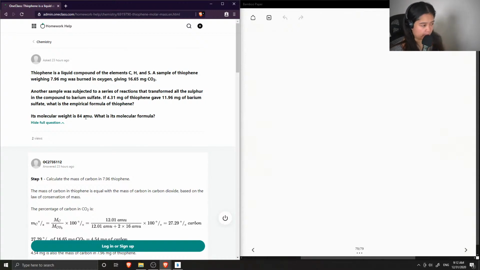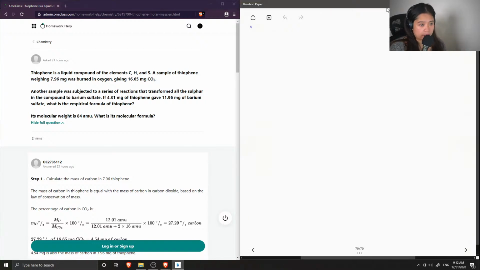Also, its molecular weight is 84 atomic mass units. What is its molecular formula? Okay, so this question is actually a good question. It is multi-stepped, but let's go over all the steps one by one. So the first part of the solution is to find the mass of carbon.